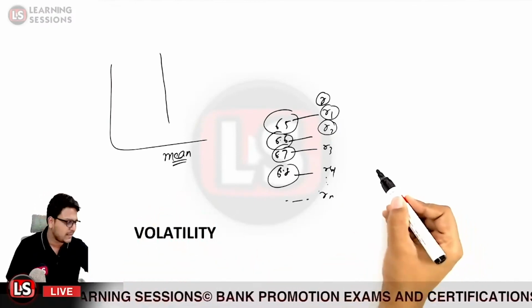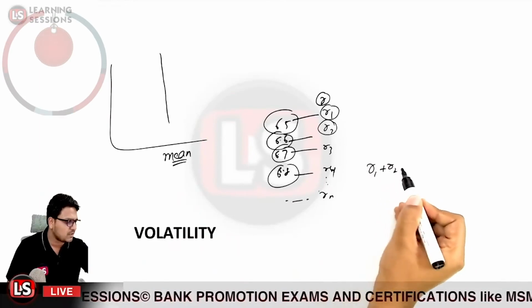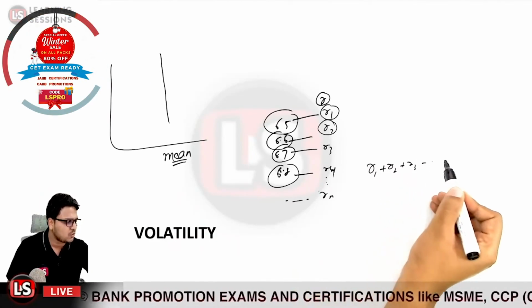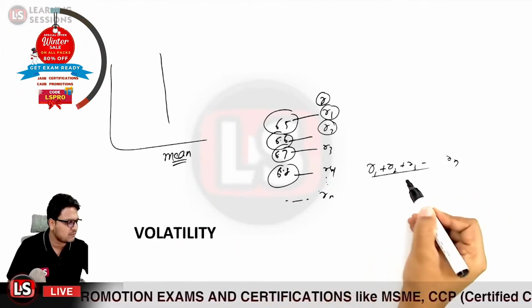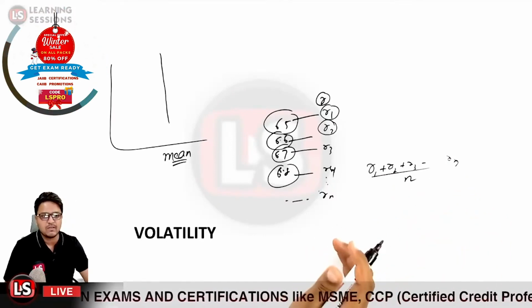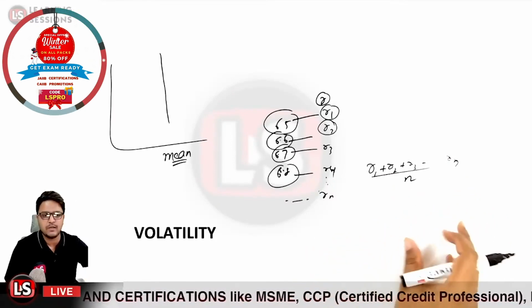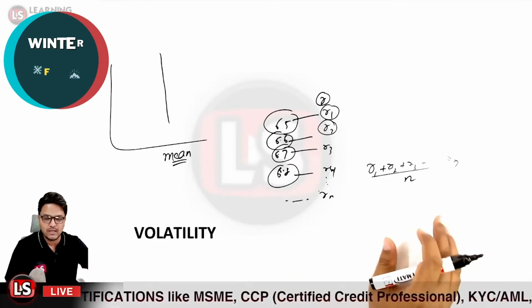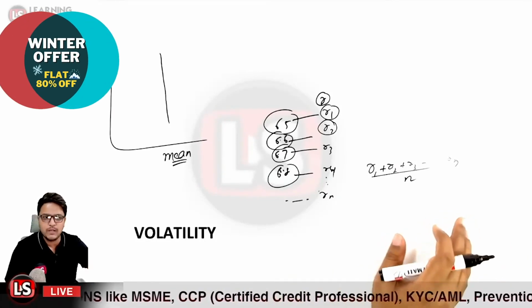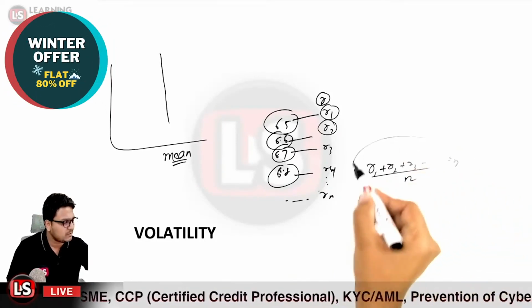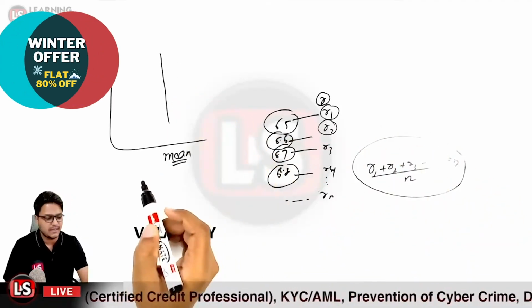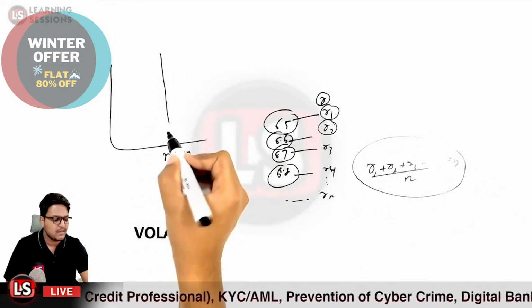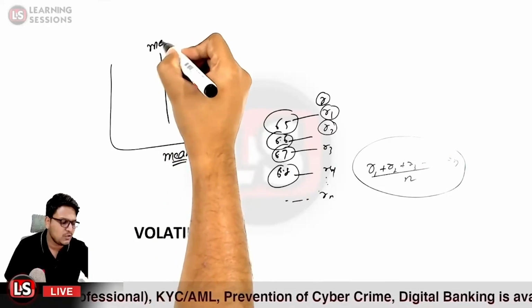We can find it by adding them all up: R1, R2, R3, and so on up to Rn, divided by the number of terms, which is equal to n. That will give us the value of the average. So we can say that is the mean value of the random variable. It is represented graphically as a vertical line. That is the average value, or the mean value, we have.